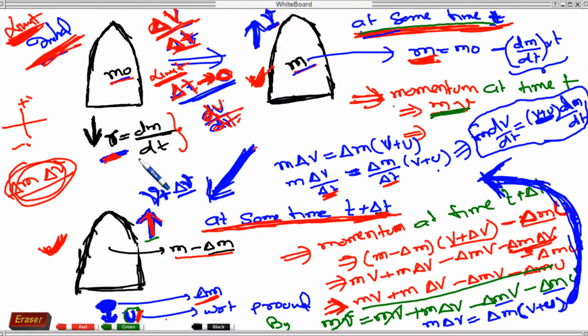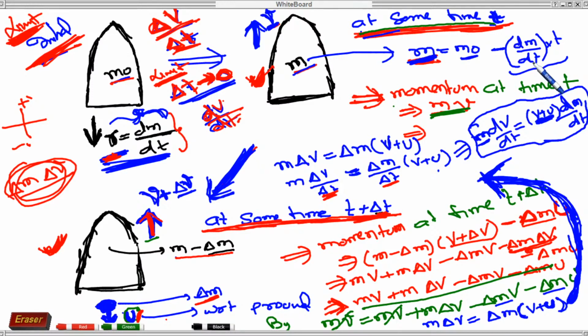I think I discussed it here. I showed you here. This is the rate at which the mass is ejected. What is this m? This m is this much of mass.